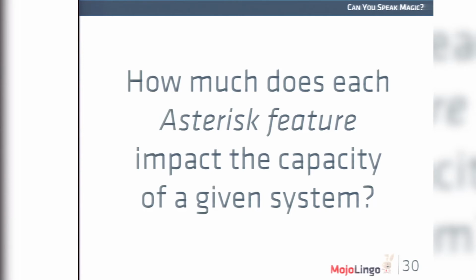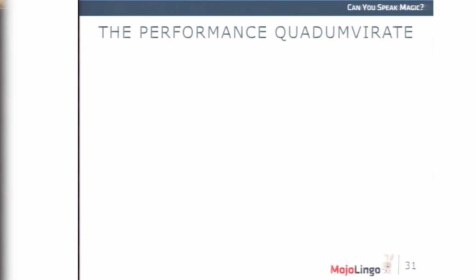So what I want you to take from this is, or I'm sorry, what these questions inspired me to is to ask the question, what is the impact of each Asterisk feature on the capacity of a given system? How much does recording cost? How much does file playback cost? How much does transcoding cost? And I came up with some pretty interesting results. I'll get to that in just a second.